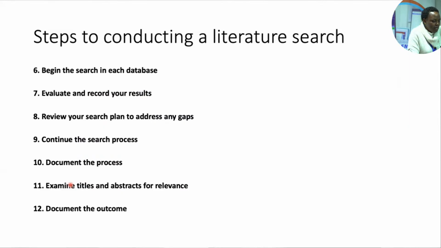So we begin the search in each database because we have to search more than one database. We evaluate and record our results. We review our search plan because sometimes you may search and find you're not getting anything. So you say, maybe I was too restrictive, so I need to modify my search term. So don't be afraid to review your search strategy. Then you continue, document the process. It's important for you to document and then examine the titles and abstracts for relevance. If they are, you also document the outcome.